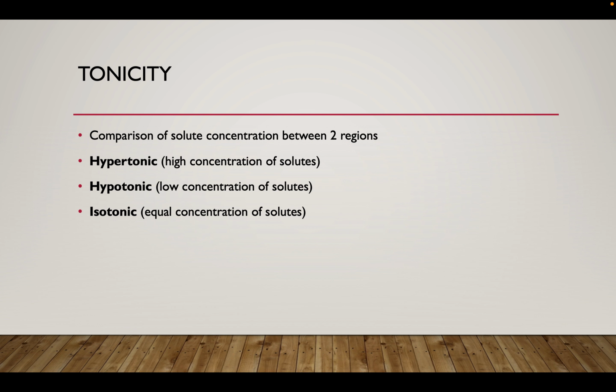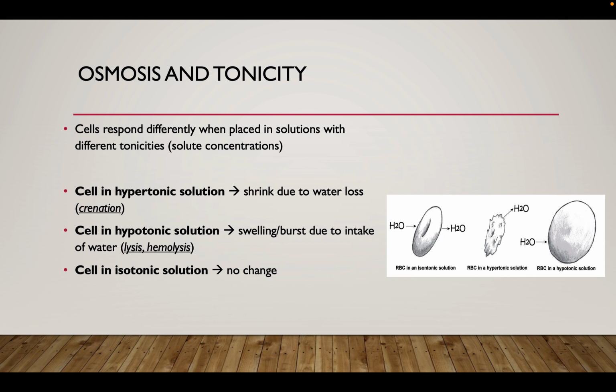So if a solution is hypertonic, meaning that it has a higher concentration of solutes than the cell that is put in it, that is called a hypertonic solution. There's also a hypotonic solution. And then whenever the cell and the region that it's put into have proportionally equal numbers of solutes, that is called an isotonic concentration or isotonic solution. So depending on what a cell is put into, it will react differently. So let's take a look at these.